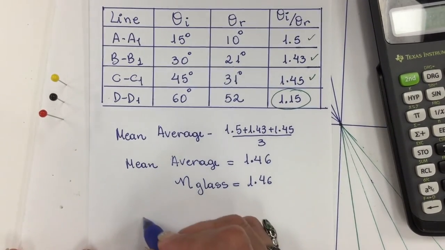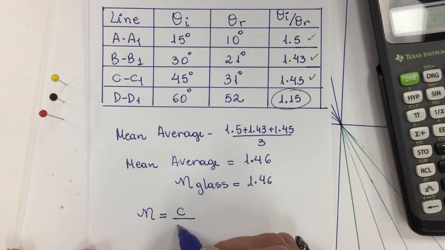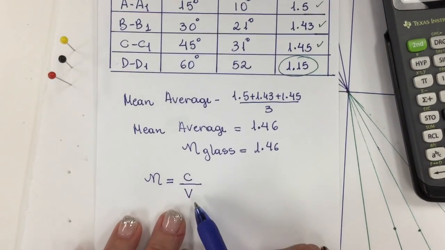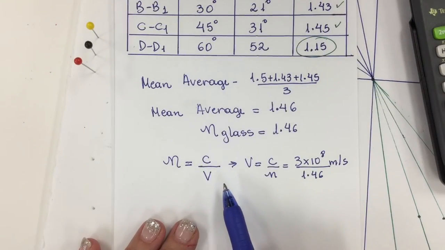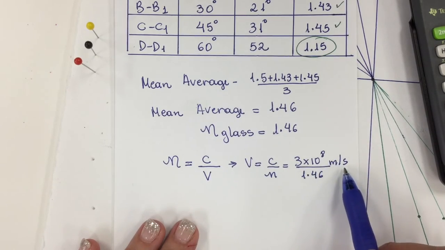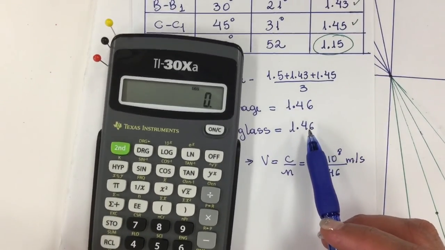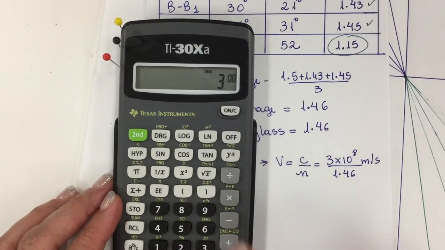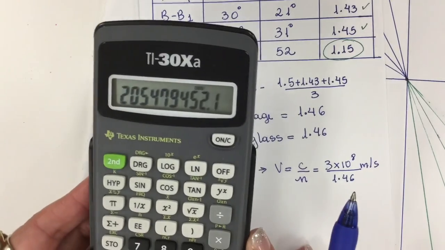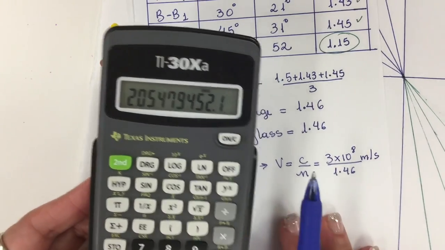The index of refraction is the speed of light over the velocity of the light in the medium. The speed of light in the air is 3 times 10 to the 8 meters per second. So here, using my calculator, divided by the index of refraction that I determined by doing the experiment. Let's see what I get. 3E8 divided by 1.46. So that is the speed of light in the glass.